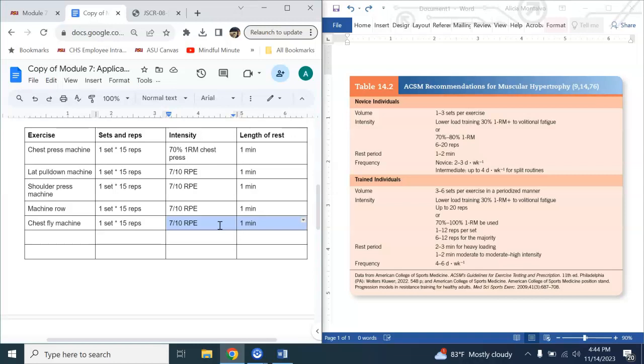I know I'm going back to multi-joint here, but maybe I do an upright row with a cable. Should be okay. I do 1 set of 15. Well, I'll just copy the whole row, right? Kind of makes sense. And even though this is a multi-joint and this is a single joint, remember, this is a more intense exercise. And we're alternating push and pull.